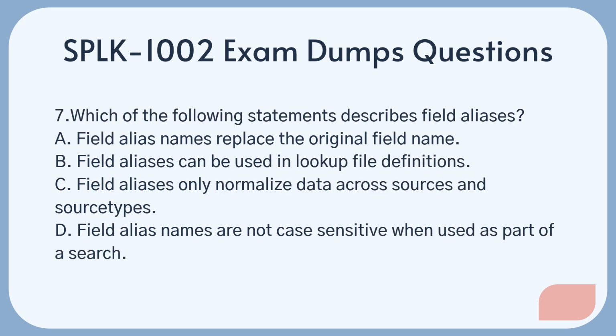7. Which of the following statements describes field aliases? A. Field alias names replace the original field name. B. Field aliases can be used in lookup file definitions. C. Field aliases only normalize data across sources and source types. D. Field alias names are not case-sensitive when used as part of a search.